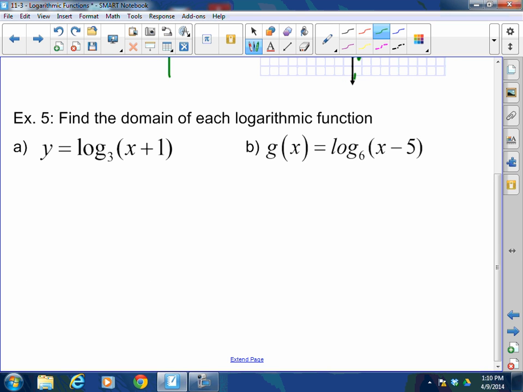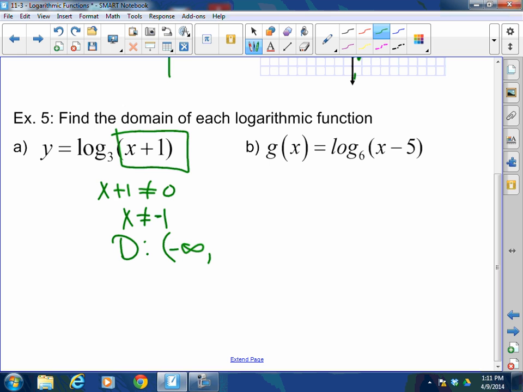Now, sometimes they're going to ask you just to find the domain. Remember, finding the domain is the same thing as finding the vertical asymptote. So all you do is take the x plus h, or x minus h, set it not equal to 0. So x plus 1 cannot equal 0, so x cannot equal negative 1. That's my domain. So my domain is negative infinity, I mean negative 1, I'm sorry. Negative infinity to negative 1, union negative 1 to positive infinity.